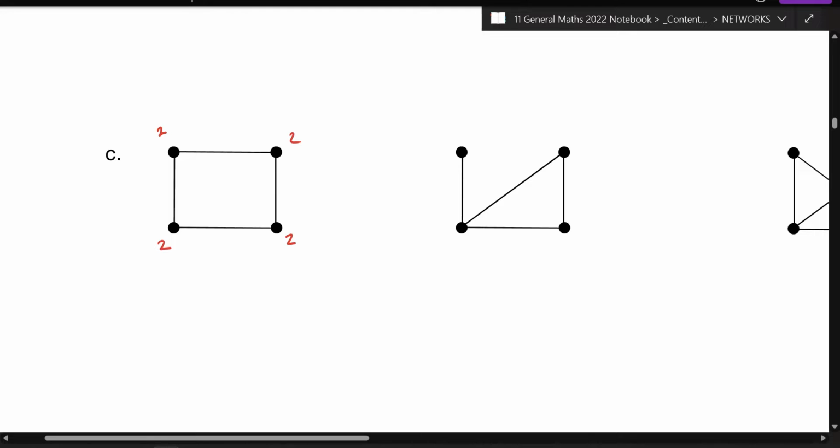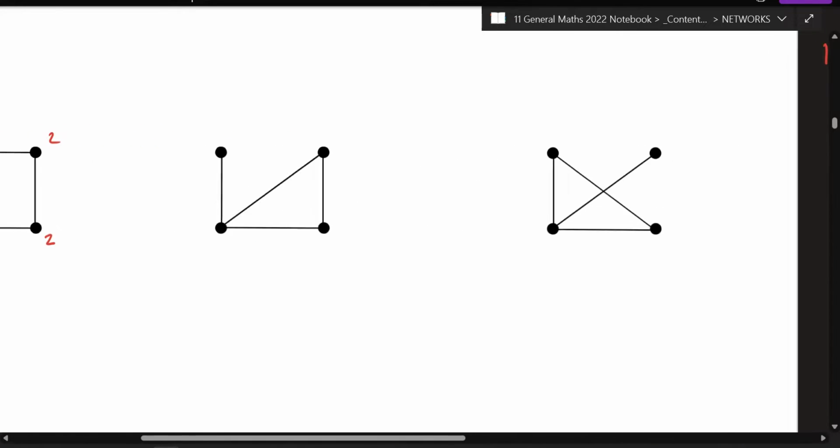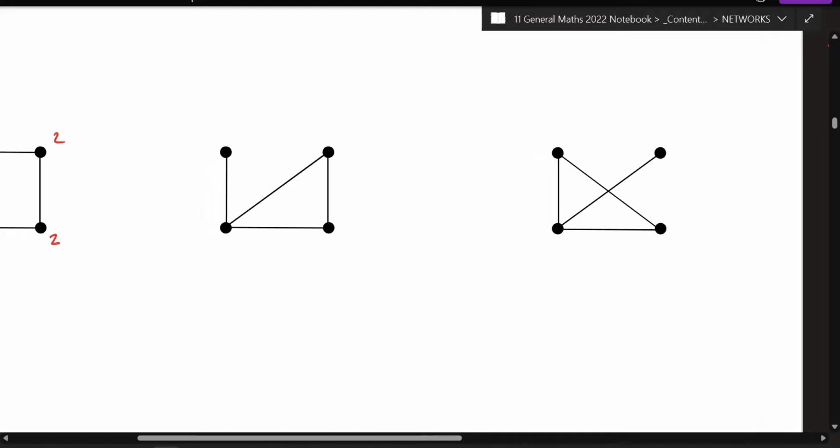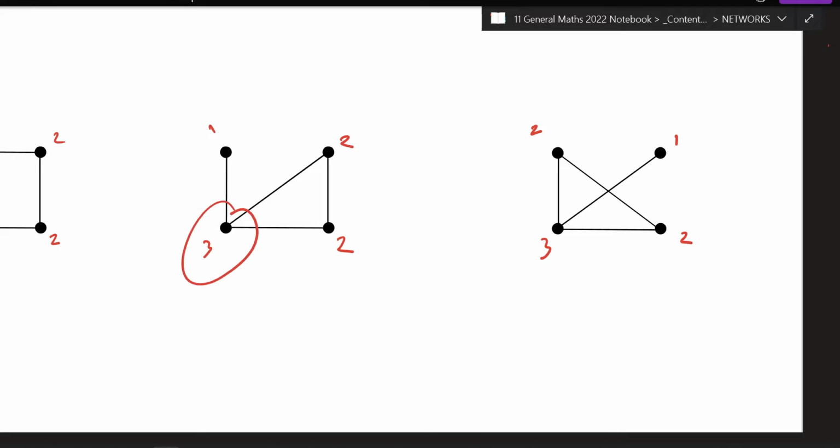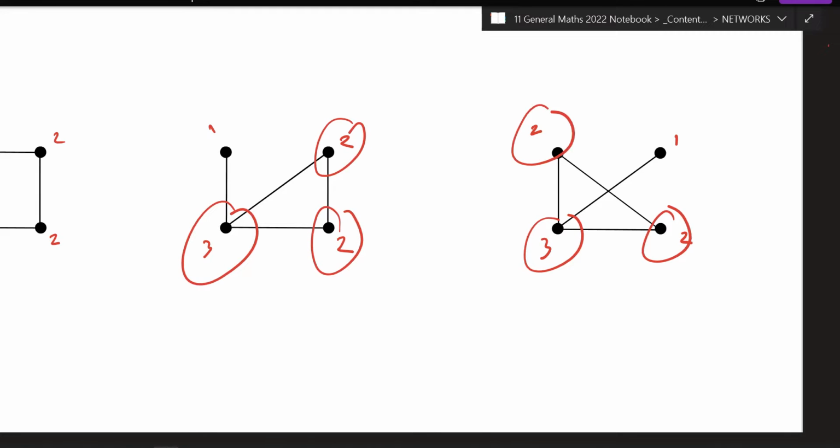Okay, now let's look at these ones. What's the degree for this one here? So this degree is going to be 1. That has a degree of 2. That has a degree of 3. That is a degree of 2. Okay, that's got a degree of 1, degree of 3, 2, 2. Notice how even though maybe the graph is arranged a little bit differently, there's similarities in terms of how they are connected, in terms of the degrees, especially this one here.